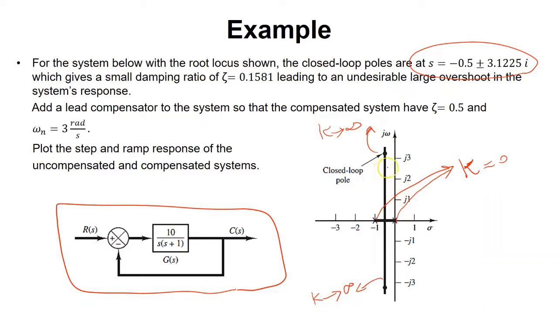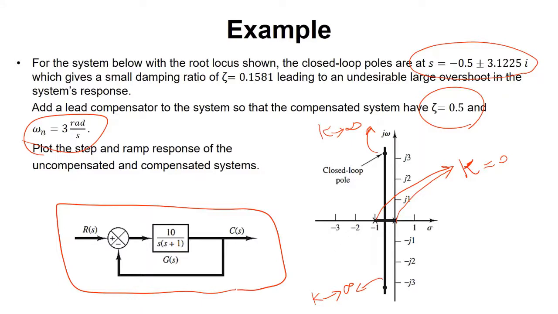Is there any desirable K that can give me these two numbers? The answer is no. Why? Because if I draw the loci for constant zeta and constant omega n, the place that they intersect is not on this root locus. How come? Well, if you remember, what was the locus of constant omega?